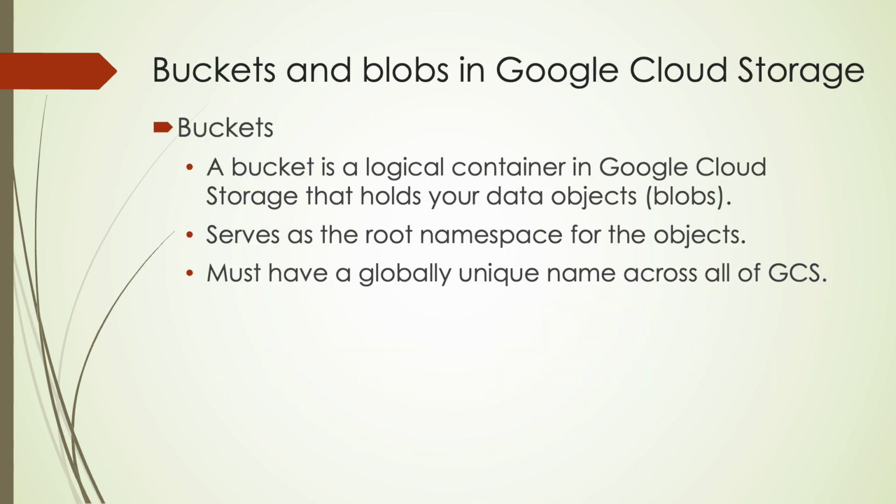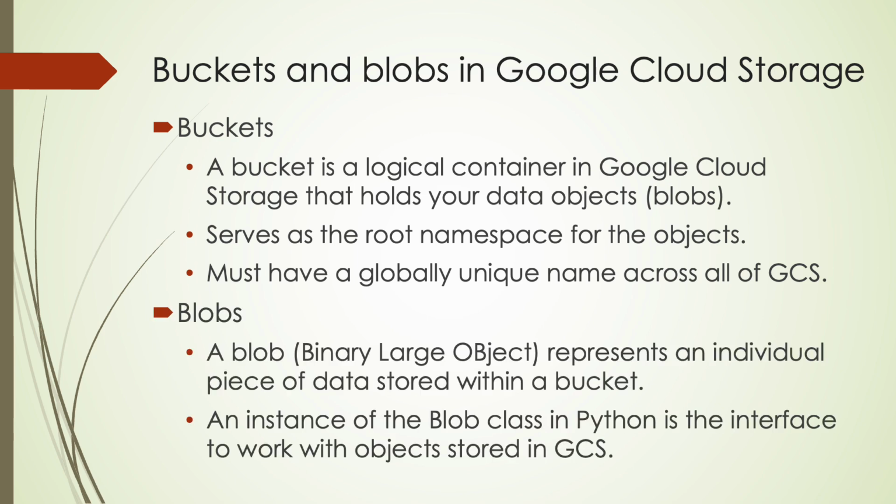Before we get started running commands, let's first understand two most important concepts, namely bucket and blob. A bucket is a logical container in Google Cloud Storage that holds your data objects. It serves as the root namespace for the objects and must have a globally unique name across all of Google Cloud Storage. In comparison, a blob, which is short for binary large object, represents an individual piece of data stored within a bucket. Especially, an instance of the blob class in Python is the interface to work with files stored in Google Cloud Storage, as will be shown soon.